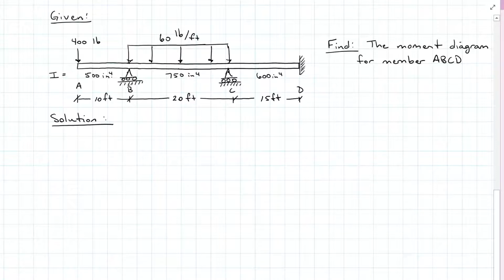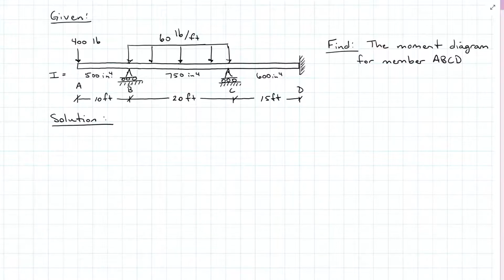Now here we have a beam with a roller at B, roller at C, and fixed end at D. It's loaded from B to C with 60 pounds per foot, and it has a point load at A of 400 pounds. Now, I have 3 different inertias here. From A to B, it's 500 inches to the fourth. From B to C, 750, and from C to D, 600.